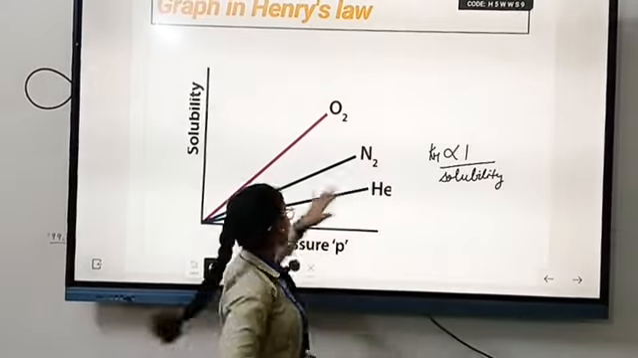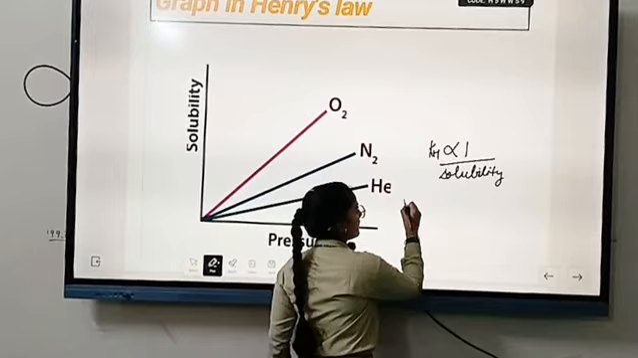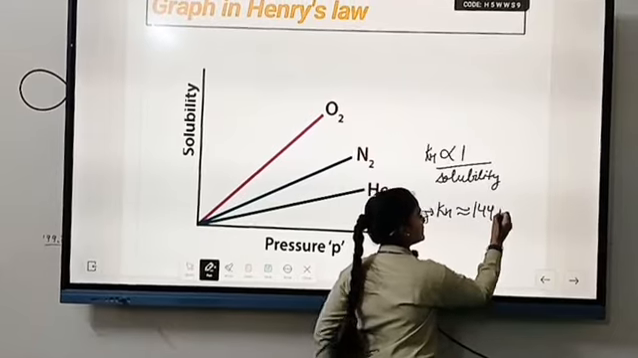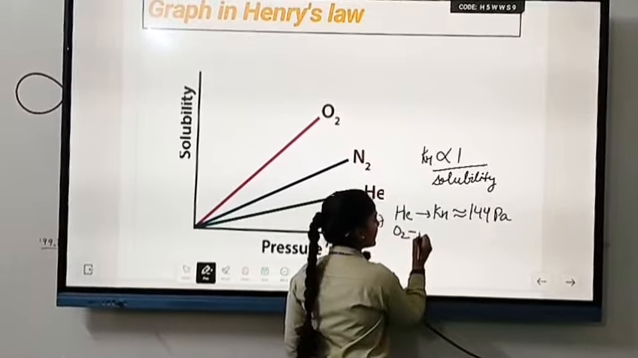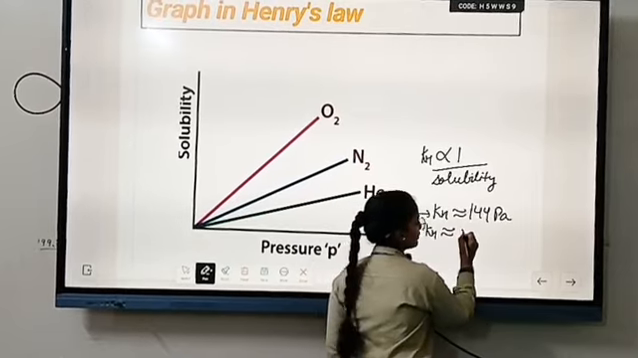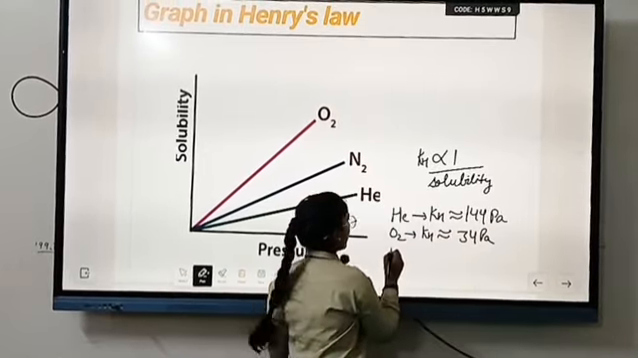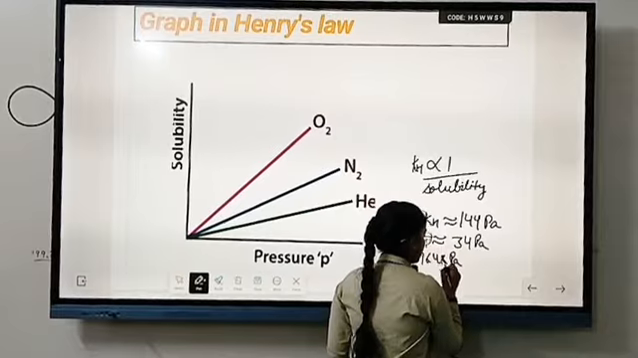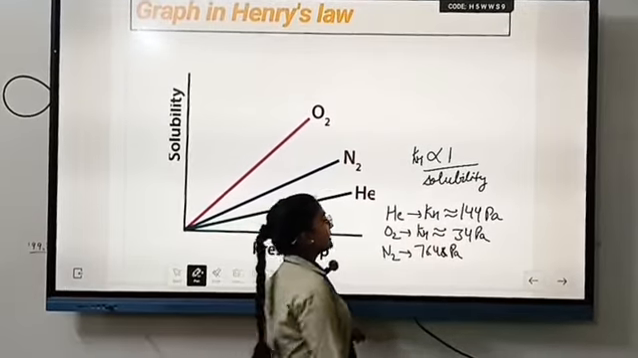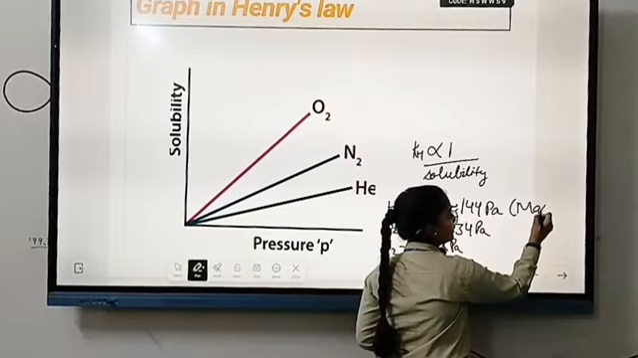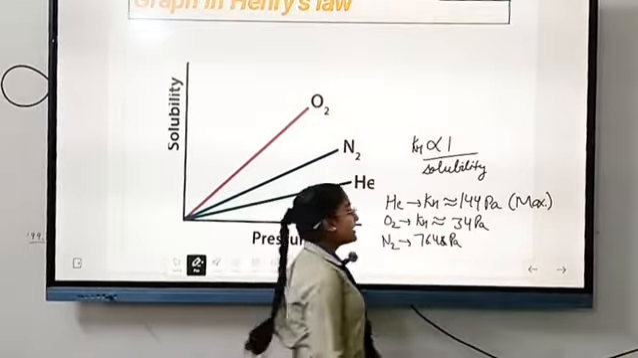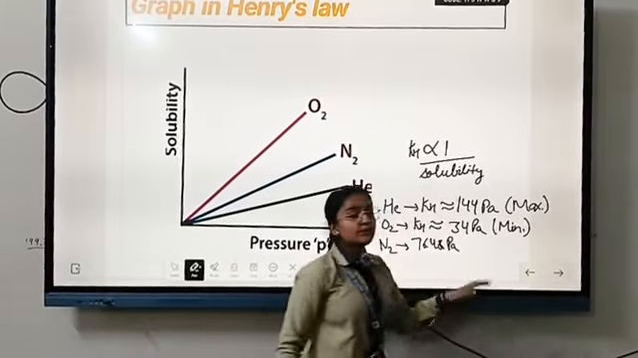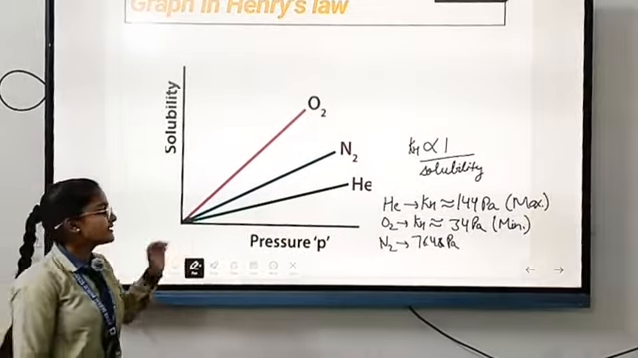If we apply this relation here, then for helium, its kH value is nearly about 144. The kH value of oxygen is nearly about 34, and the kH value of nitrogen is about 76.48. So here, what we can see is that helium has the maximum kH value, so its solubility will decrease, but oxygen has the minimum kH value, so its solubility will increase. This is what is shown in this graph.